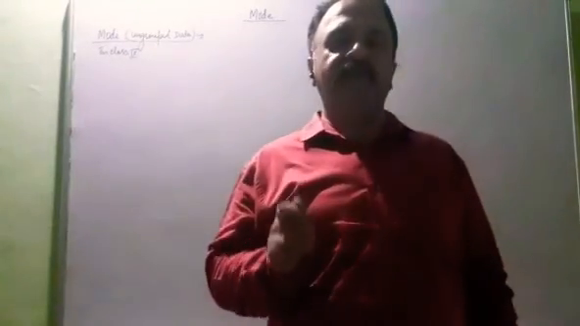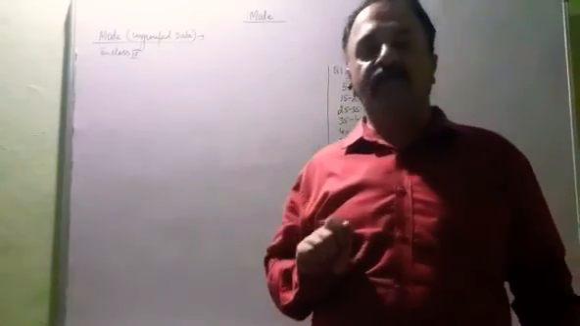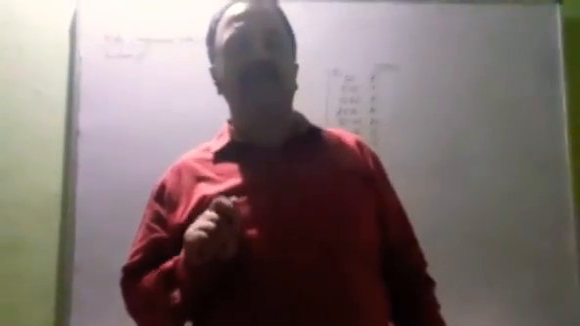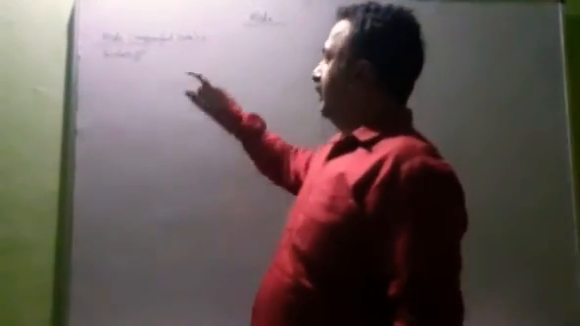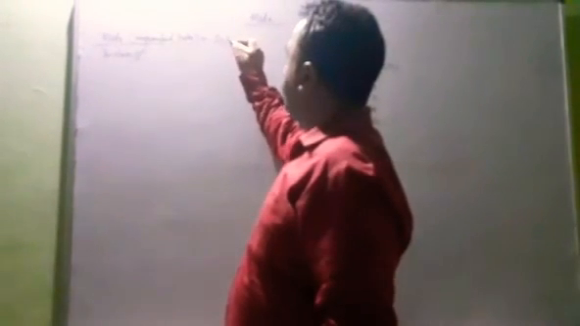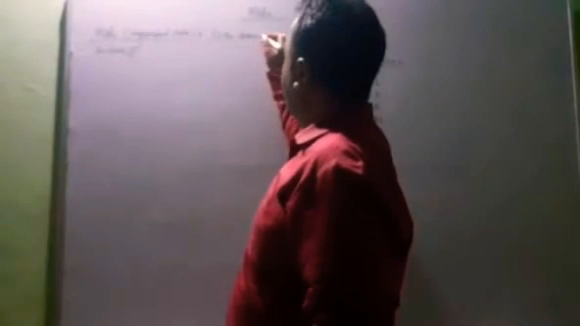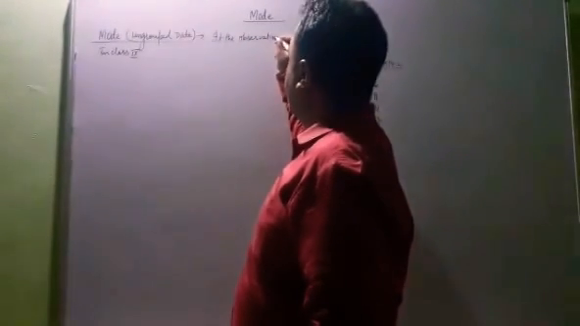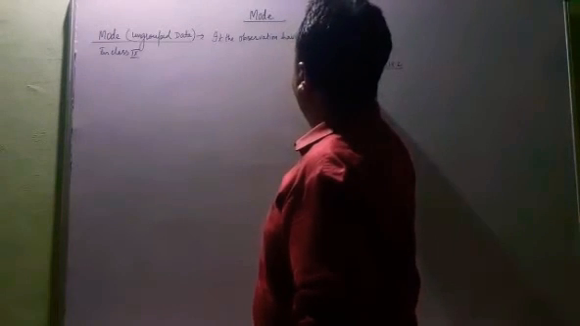Now students, today we will learn how to calculate mode. All of you have learned how to calculate mode in terms of ungrouped data in class 9th. So let's recall what we have learned. Mode is the observation having the highest frequency.